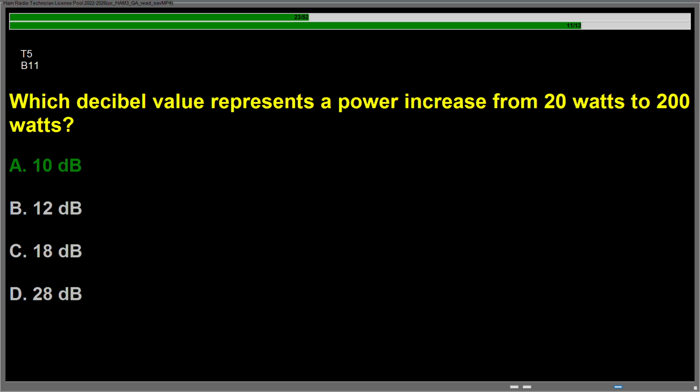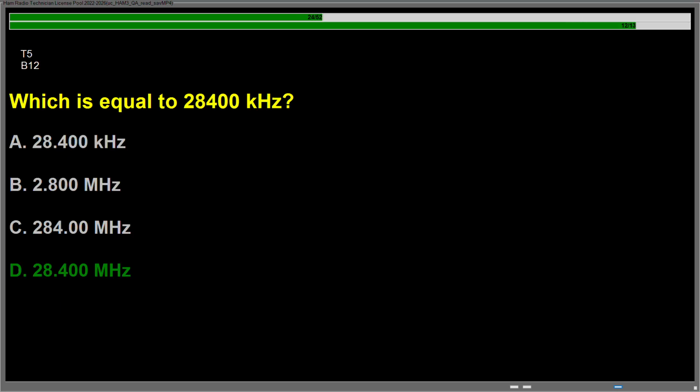Question Bravo 11, which decibel value represents a power increase from 20 watts to 200 watts? Answer is A. 10 dB. Question Bravo 12, which is equal to 28,400 kHz? Answer is D. 28.400 MHz.